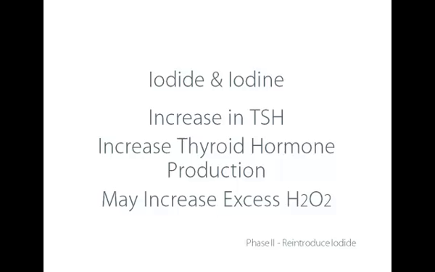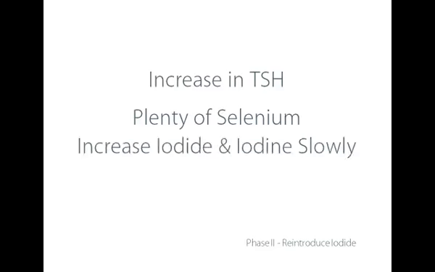And with the increase of TSH from the iodide and iodine, there may be an increase in hydrogen peroxide production. I'm sure there will be, because that transformation of iodide to iodine does require hydrogen peroxide production by the cells, but it's not going to be that great. Plus, there will be plenty of selenium to reduce that excess inflammation. But we still want to increase levels of iodide and iodine slowly, in a specific way.